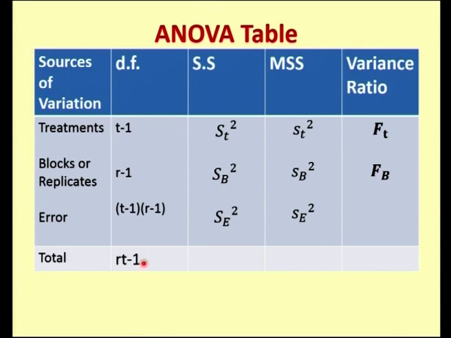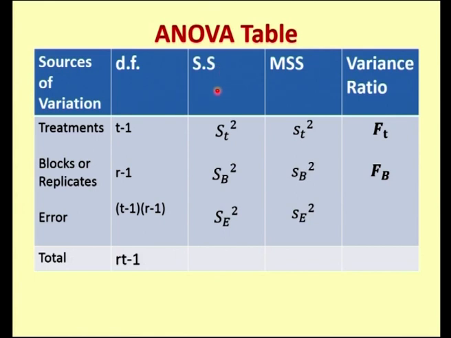As we have T treatments replicated R times, the total number of units will be RT or capital N. So, total degrees of freedom will be N minus 1 or RT minus 1, and T minus 1 for treatment sum of squares, and for blocks it is R minus 1, and for error it is (T minus 1) into (R minus 1).